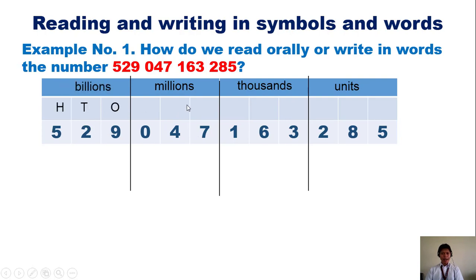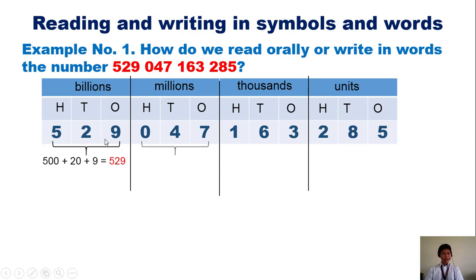In order to read them, we are going to use hundreds, tens, and ones, in the same manner for the other periods. If we start with the billions period, the 5 here is 500 because it is in the hundreds place. So 500, we have 20, 2 tens, and 9 ones. So we have the value 500 plus 20 plus 9. It means this is 529.